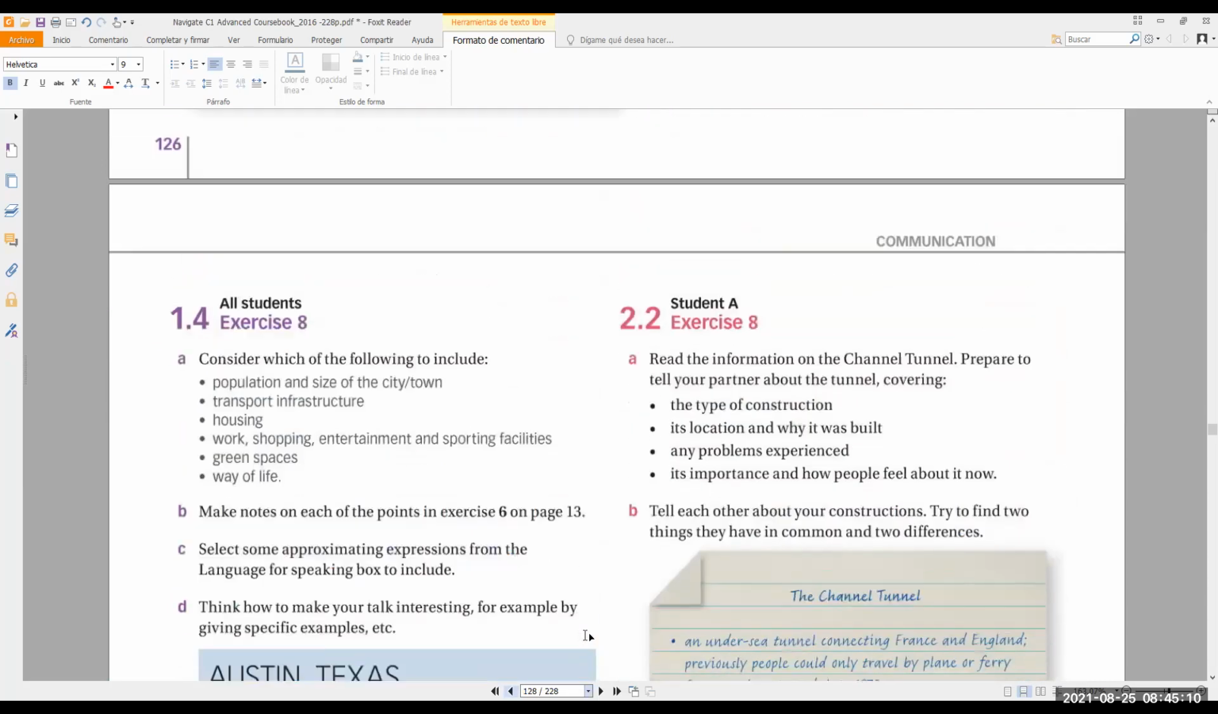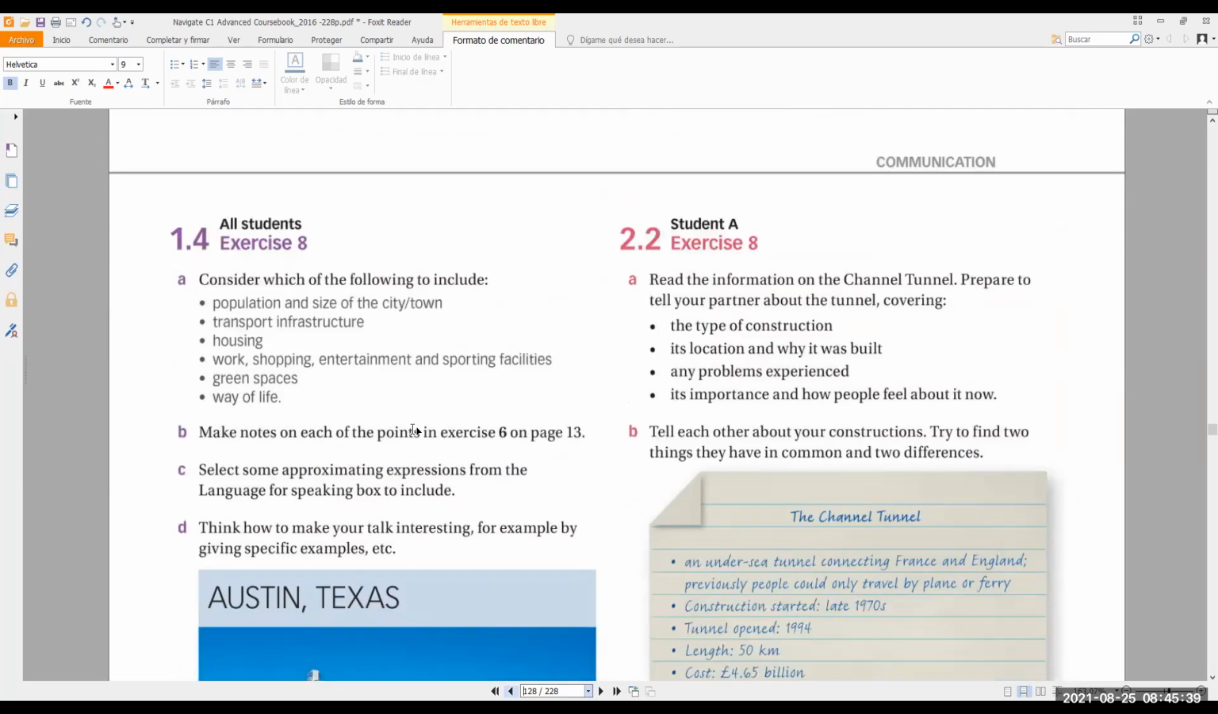And look, if you go to that page 127, this is what you find. Once you have chosen a place, let's say we're going to talk about Chia, or we're going to talk about Sogamoso, any place you want, I'd like you to think about these 6 different aspects: population and size of a town, transport infrastructure, housing, work, shopping, entertainment and sporting facilities, green spaces, and way of life. That's what I'd like you to do.